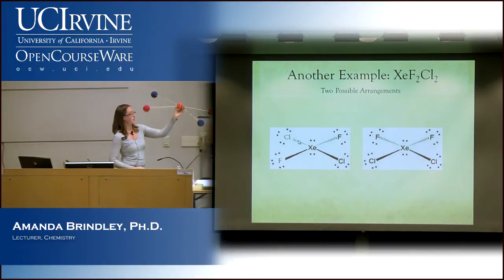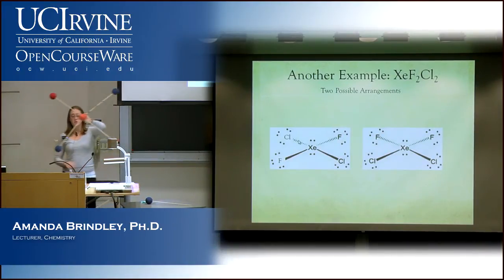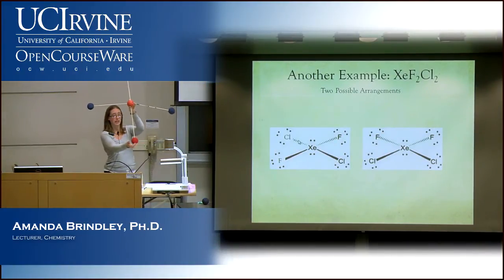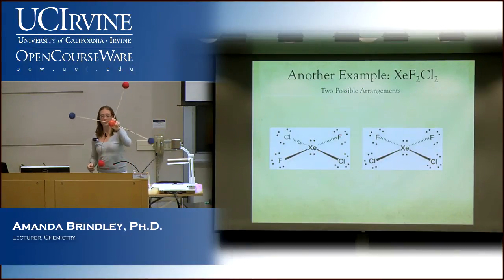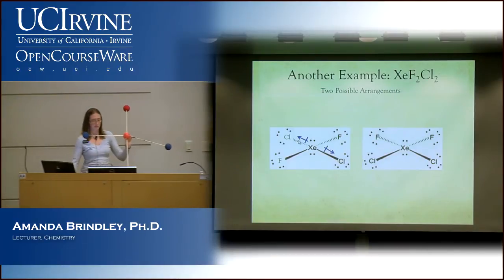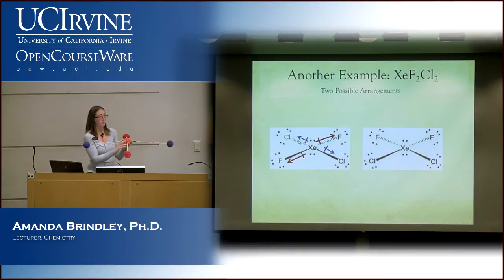Okay, question then. Does this one have a dipole? Right, so this chlorine and this chlorine will directly cancel with each other, and this fluorine would directly cancel with each other. And so you would get a direct cancellation of everything and you'd have no dipole.